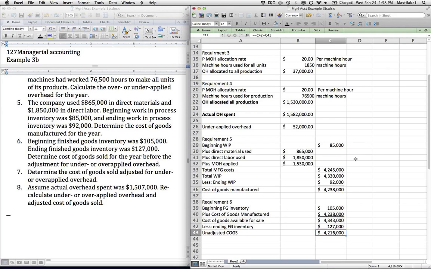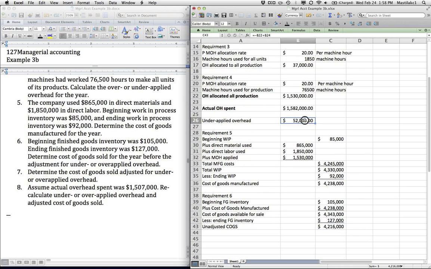Now, why are we calling this unadjusted? It's unadjusted because we haven't yet done anything about our $52,000 of underapplied overhead. Remember that we haven't put enough overhead cost into our production. Our work in process has included only $1,530,000 of overhead costs, but we actually spent $1,582,000. So this additional $52,000 of overhead costs that we've spent has not yet been included in work in process, so it's not in our cost of goods manufactured, it's not in our cost of goods sold. So what we need to do then is adjust our cost of goods sold to put this $52,000 of cost that hasn't been accounted for anywhere. We're going to account for it somewhere. We're going to put it into cost of goods sold.